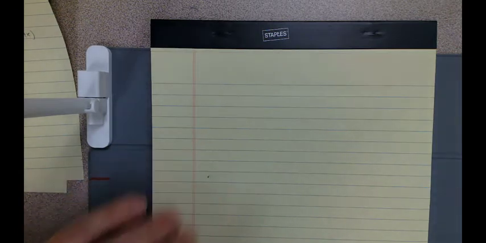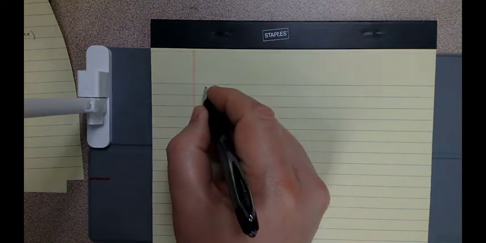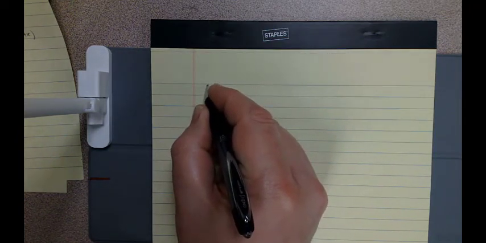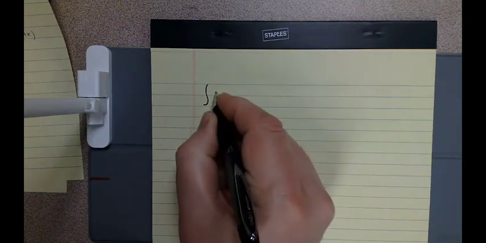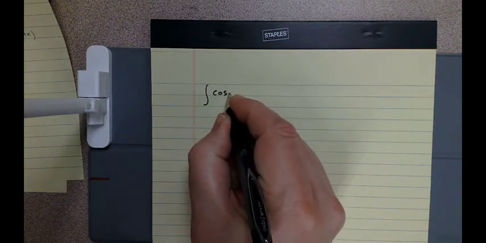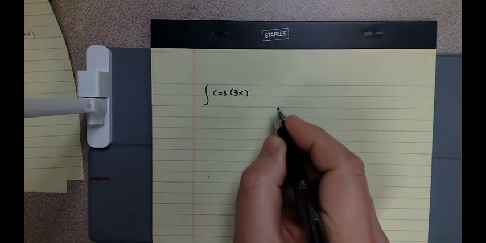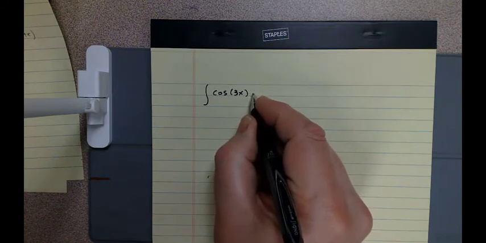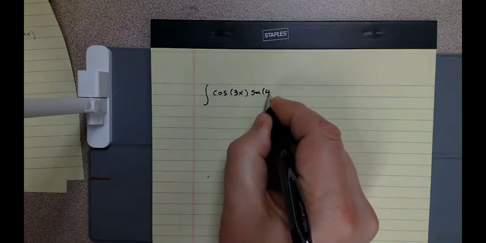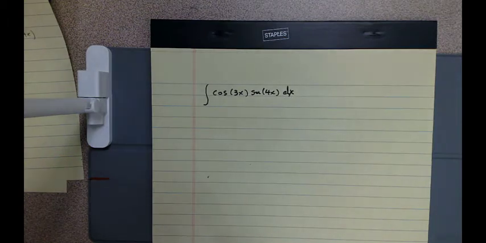Okay, so I promised you an application, and all right, here's the confession. This application will mean a lot more to you if you're currently in or have had Calculus 2, because we're going to talk about how to use this to aid in the integration of trigonometric functions. So let's consider the integral of cosine of 3x times the sine of 4x dx.